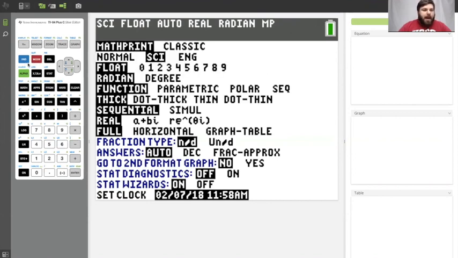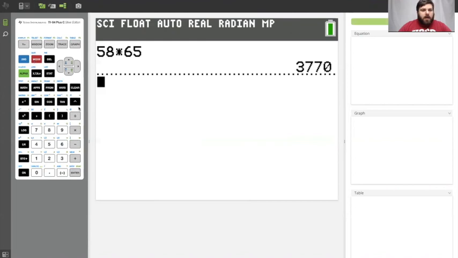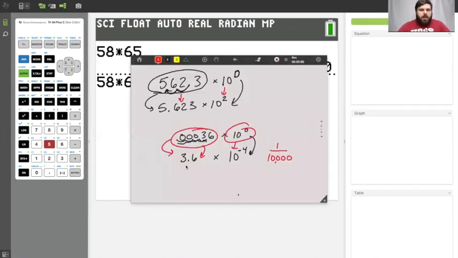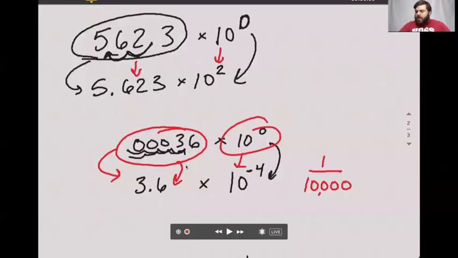So when I go back and do the same operation, 58 times 65, actually before we do that, let's look and see what it would be. So 3,770 is our answer.